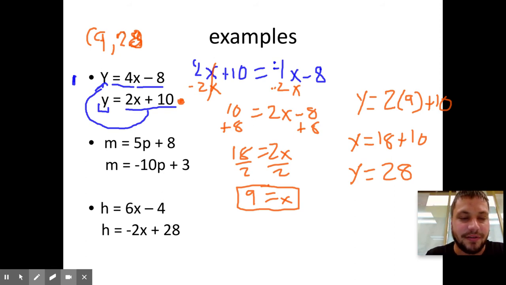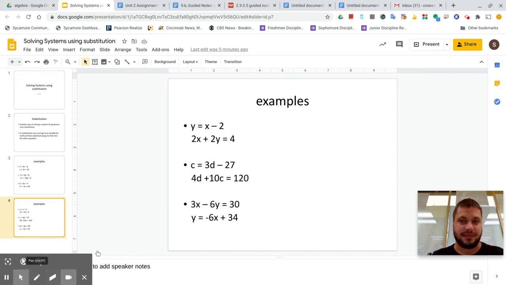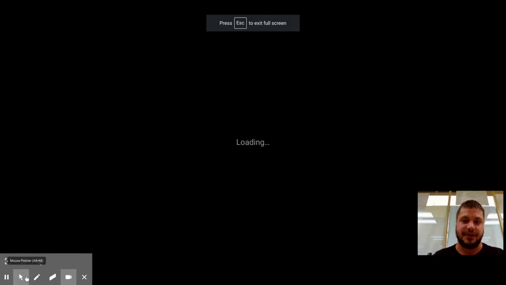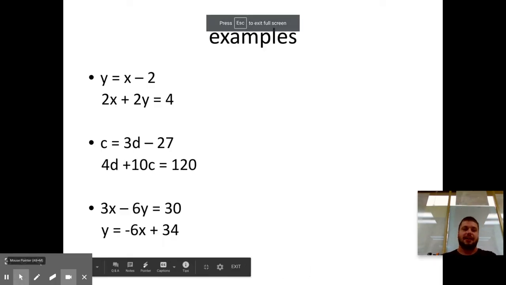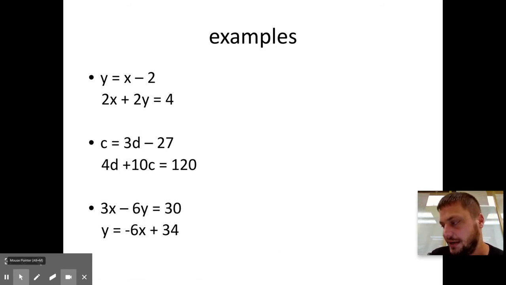Okay, and all of these would be very similar to that. Same exact situation, but the equations look a little bit different. Now I'm here. See how in these we already have one letter that's by itself? If you don't have a letter that's by itself, you just have to get it by itself using your equation.